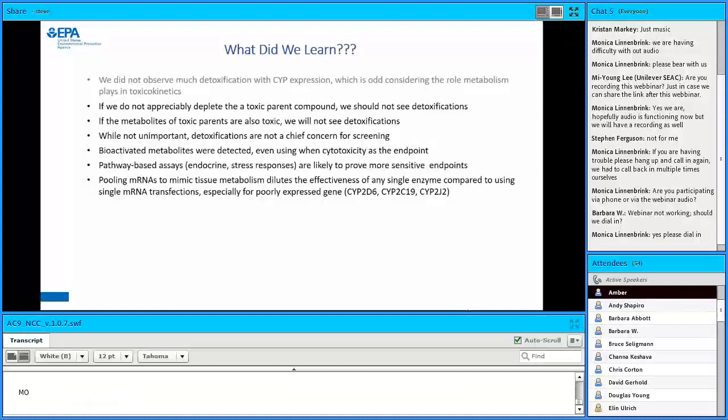And so what I would advocate for is the use of some of our pathway-based assays like endocrine and stress responses. I think they're just going to be more sensitive endpoints. I'll show you a slide on that here in a second.